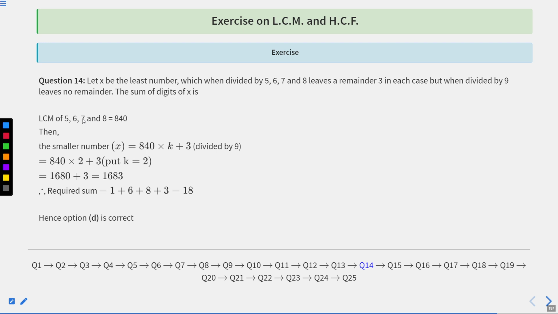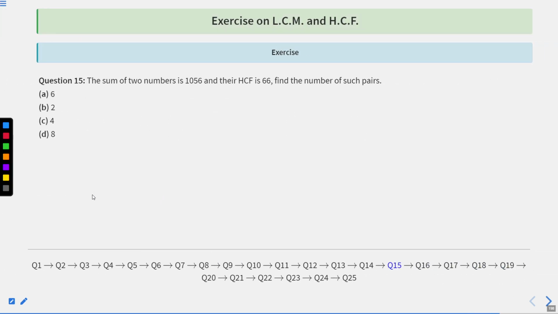so LCM of 5, 6, 7 and 8 is equal to 840. Then the smaller number x is equal to 840k plus 3, divisible by 9. So 840 into 2 plus 3. Here we have substituted k equal to 2. So we get 1683. Therefore required sum is equal to 18. So the correct option here is option D.